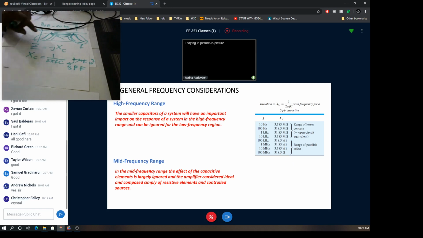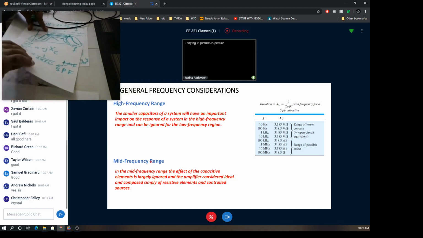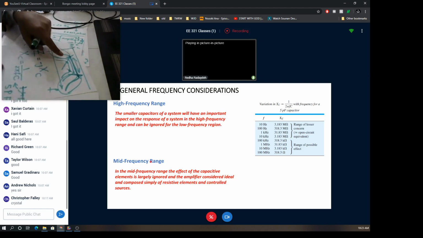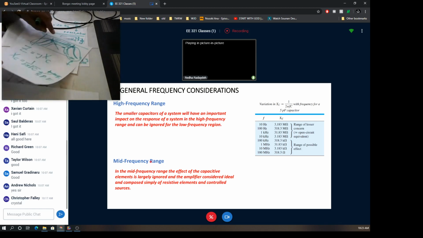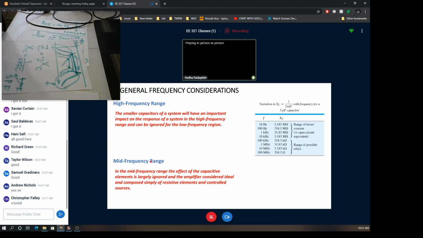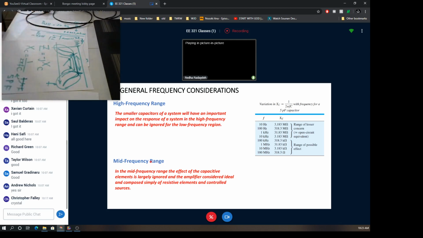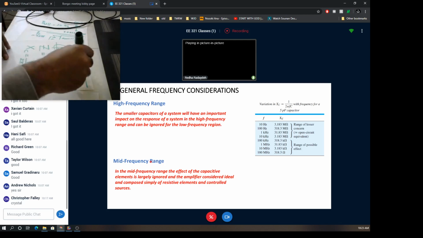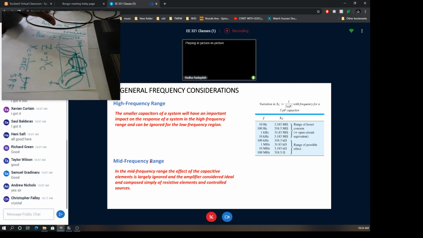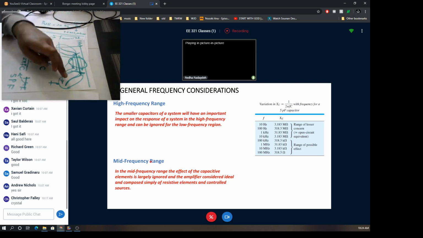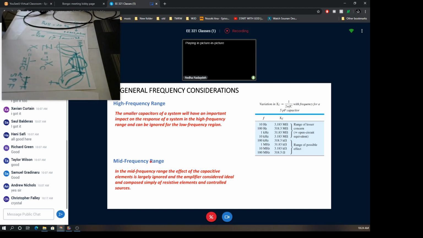The last thing is the mid-range, the fixed gain here. In the mid-range, we neglect the effect of both external capacitors and internal capacitors. External capacitors, when we operate exactly here, are replaced by short circuits. Internal capacitors are replaced by open circuits. So their effect is negligible.